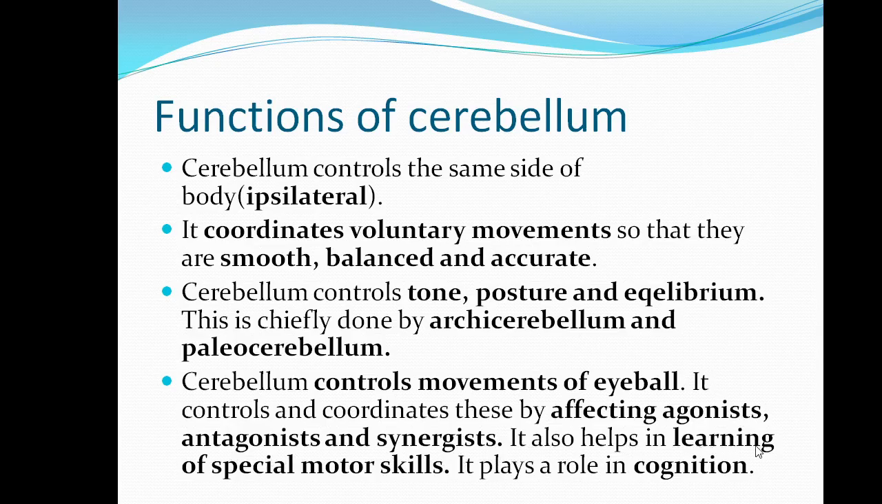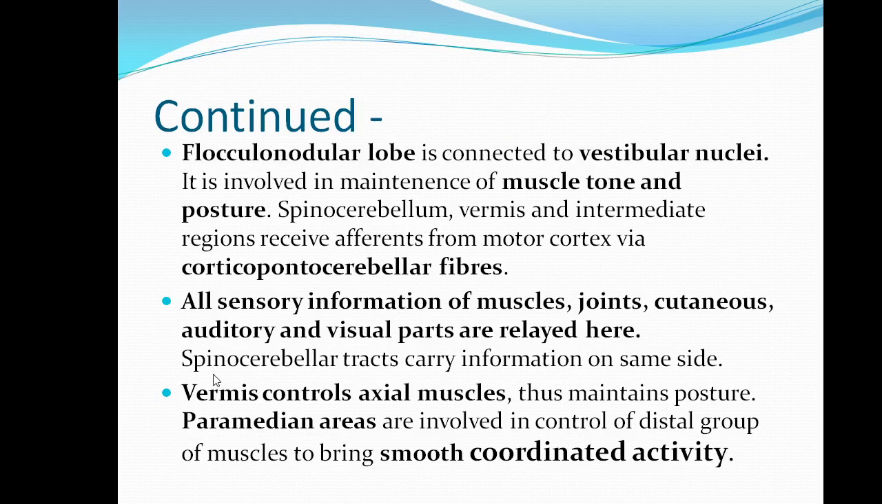It also helps in learning of the spatial motor skills. It plays a role in cognition. The flocculonodular lobe is connected to the vestibular nuclei. It is involved in maintenance of muscle tone and posture. The spinocerebellum, vermis, and intermediate regions receive afferents from the motor cortex via corticopontocerebellar fibers. All sensory information of the muscles, joints, cutaneous, auditory, and visual parts are relayed here.